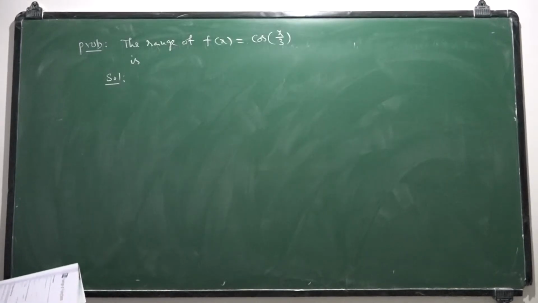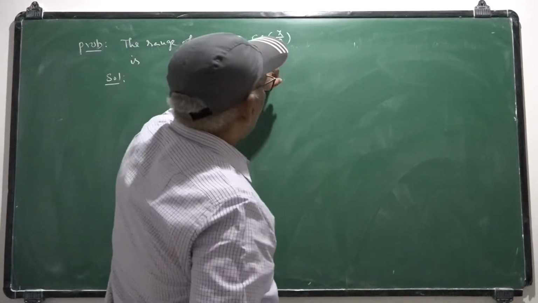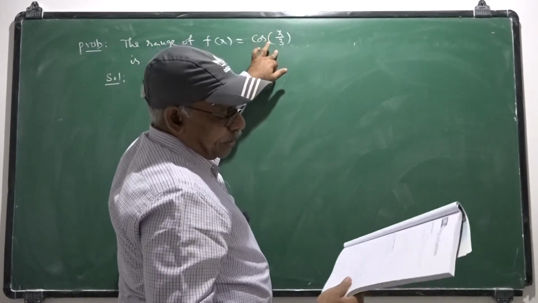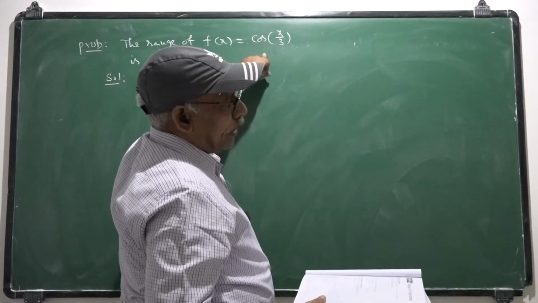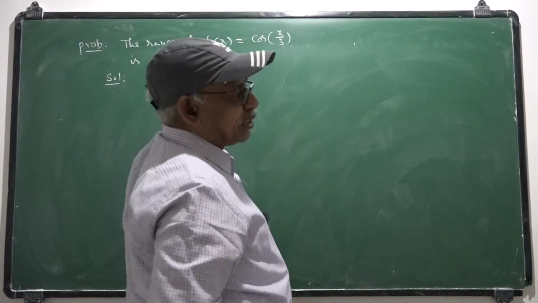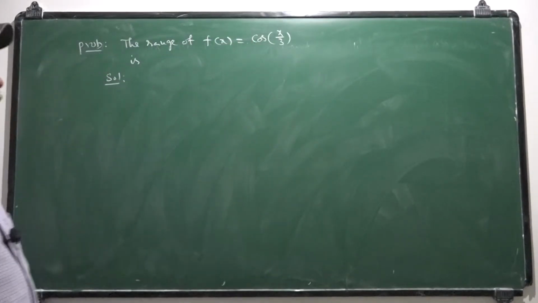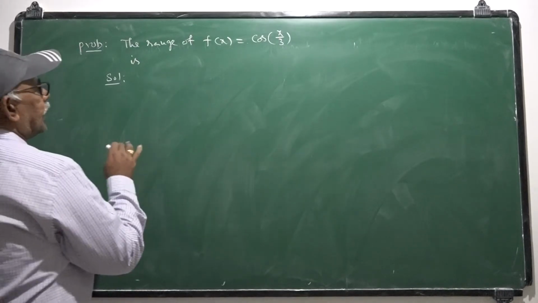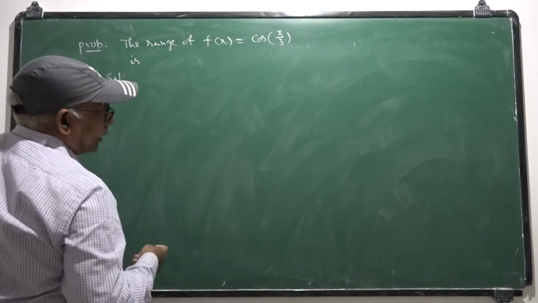The function cos x by 3 is defined for every real value. The domain of the function is clearly real, hence x by 3 is real. For real values of x by 3, cos takes values between -1 and +1. Whatever may be the value of x here, the cos value lies between -1 and 1. Hence, the range of the function is -1 to 1 itself.